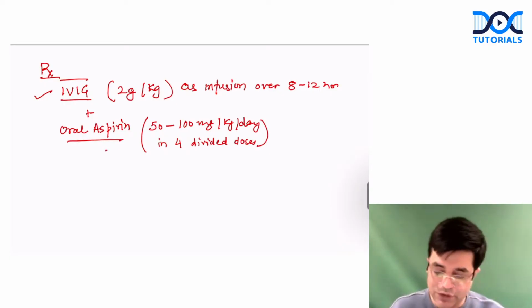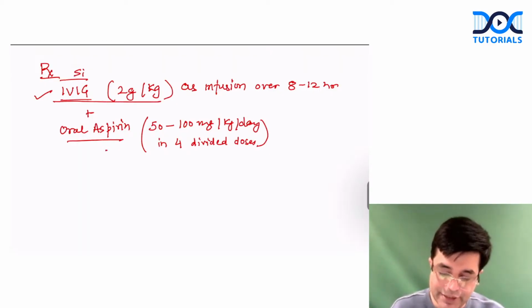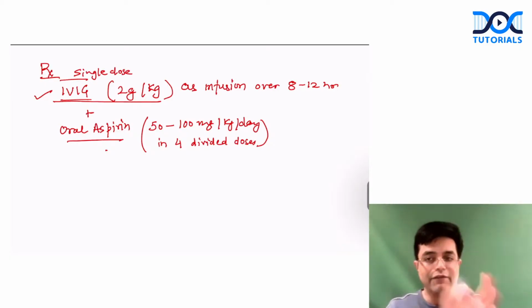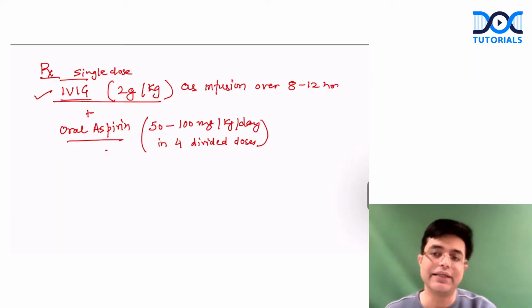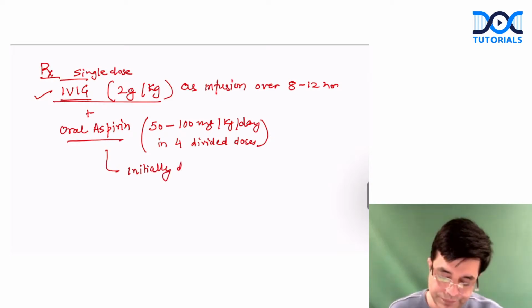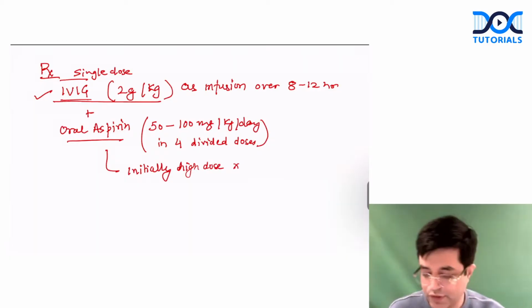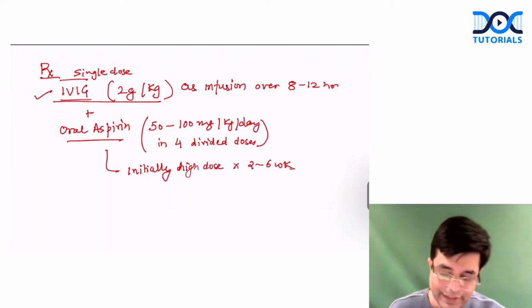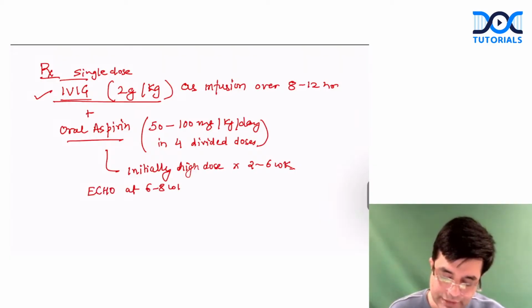After giving aspirin, a single dose of IVIG is good enough. And generally, most patients become afebrile within 24 hours of completing the infusion. And oral aspirin is initially given at high dose for 2 to 6 weeks. Then an echocardiography is planned at 6 to 8 weeks.